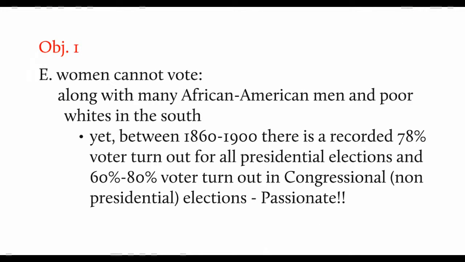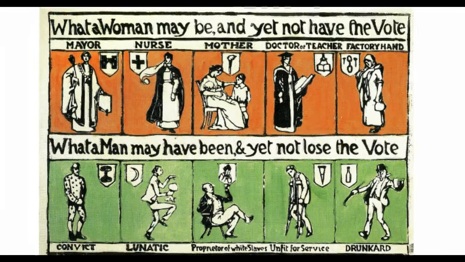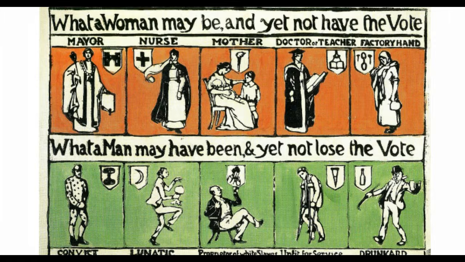Another study in contrasts in regards to women. Women can't vote, as well as many African American men and poor whites in the South, not given their rights to vote. But yet we see among white adult landowning males between 1860 and 1900, 78% turn out on a regular basis for presidential elections, and 60 to 80% turn out for congressional elections. Tons more than what we see today. At best, I think we got up to 60% in our most recent election, maybe.